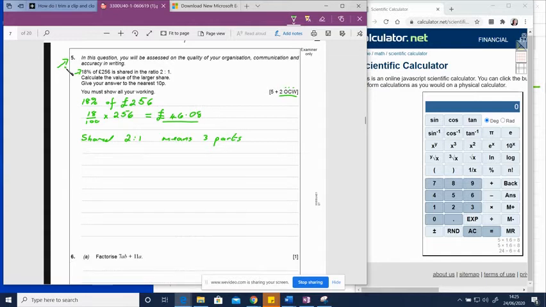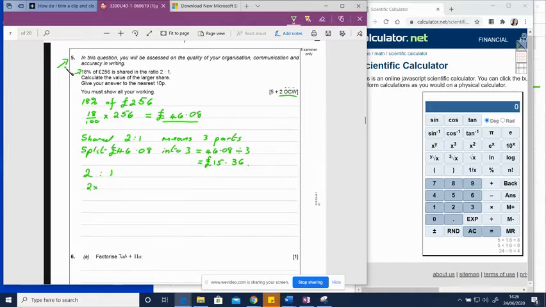So if I split 46.08 into 3 parts, and you can see I'm writing everything down here because it's an OCW question. Split 46.08 into 3, which is simply 46.08 divided by 3. 1 part is equal to £15.36. Again, I've used my calculator for that. But if it's split into the ratio of 2 to 1, that means 2 parts.